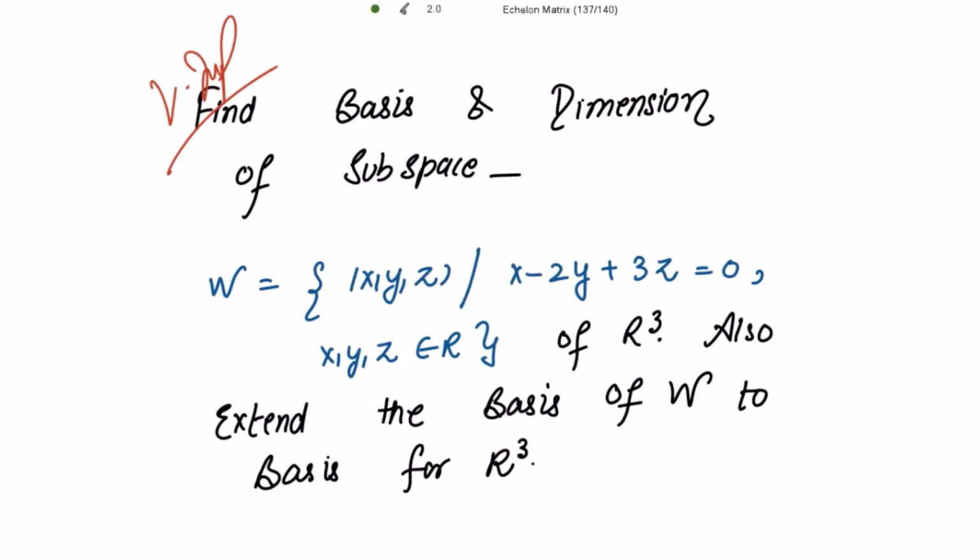Find the basis and dimension of this subspace. So W is equal to all those coordinates in 3 dimension such that x minus 2y plus 3z equal to 0, for x, y, z belonging to the real numbers. And also we need to extend the basis of W to the basis for 3-dimension vector space, that is R3.